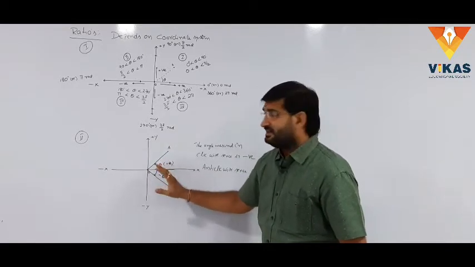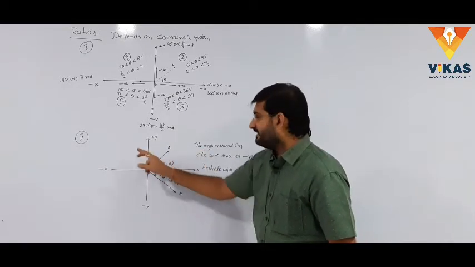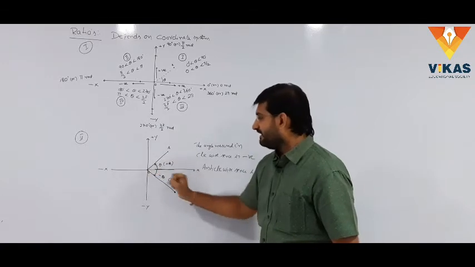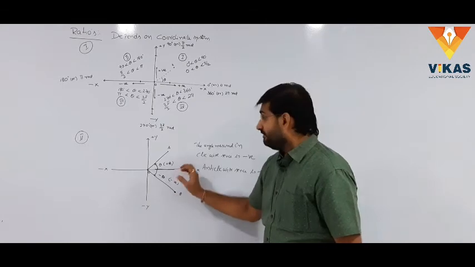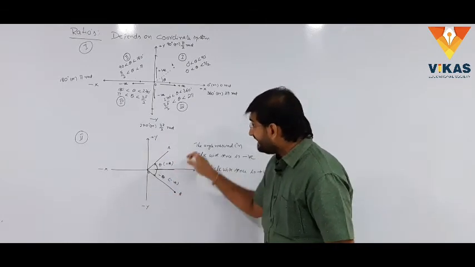Where the first quadrant, here it is the first quadrant. Where the second quadrant, this is the second quadrant. Where the third quadrant, this is the third quadrant. Where the fourth quadrant, this is the fourth quadrant. We mentioned the quadrants in the anti-clockwise sense.